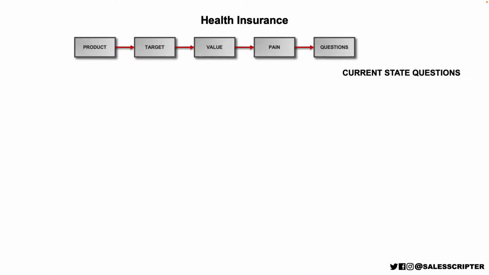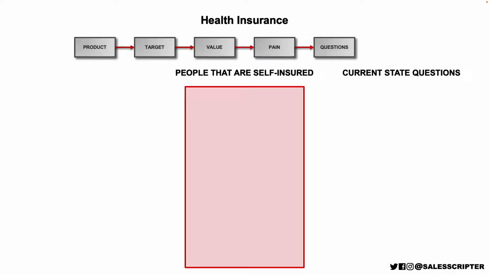Not only do we want to create pain questions, but we also want to create current state questions, which try to gather information for what's going on with the prospect at the particular time that we're talking, and creating questions for our target audience of people that are self-insured. Now, every set of current state questions will be different for every product and service being sold. So I can't tell you exactly what your current state questions should be, but what I can do is provide areas that you should probably ask current state questions about, and here are those areas.